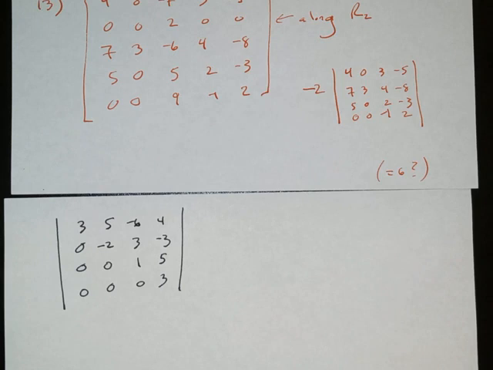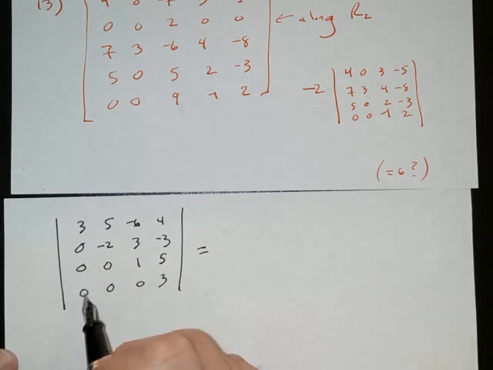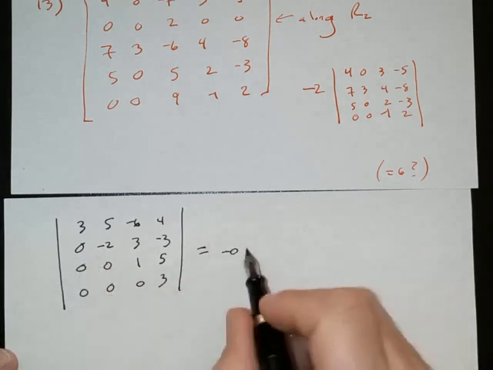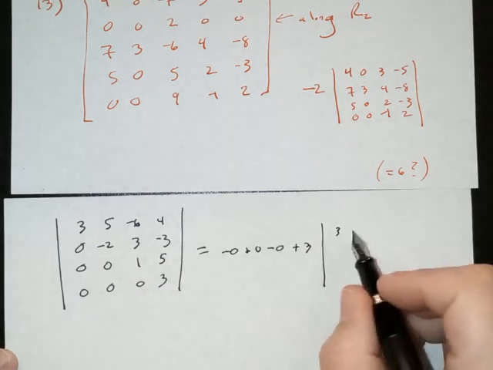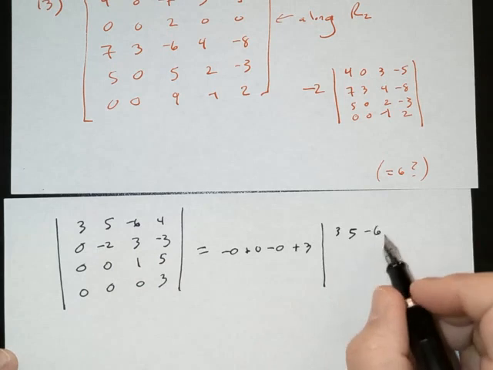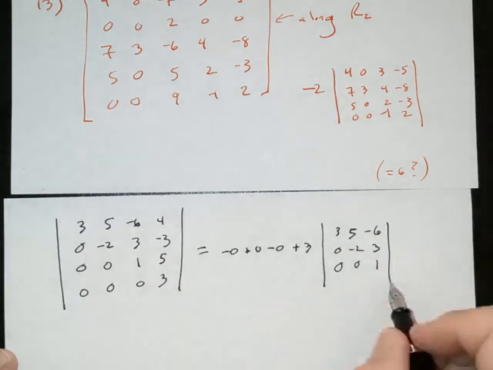So let me think about the best way to calculate this. What expansion should I do? Row 4? Absolutely. Or column 1, right? One of those two. If I do row 4, plus, minus, 0, plus 0, minus 0, plus 3 times 3, 5, minus 6, 0, negative 2, 3, 0, 0, 1.